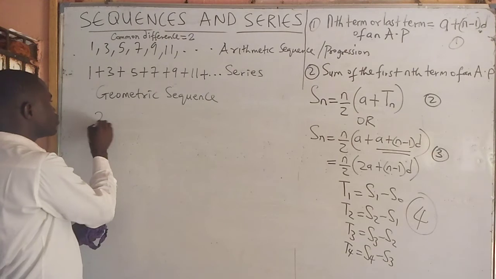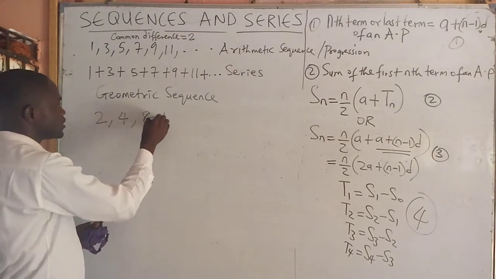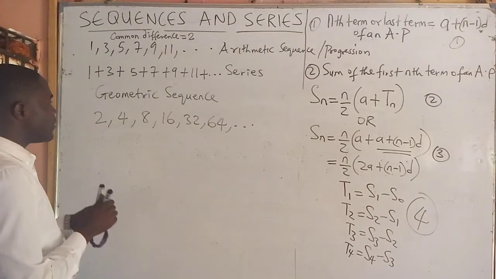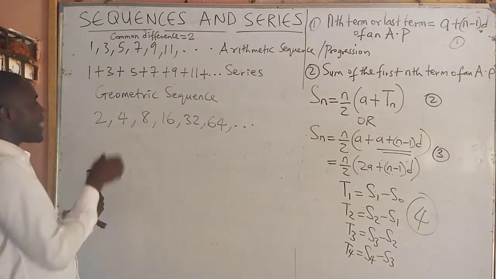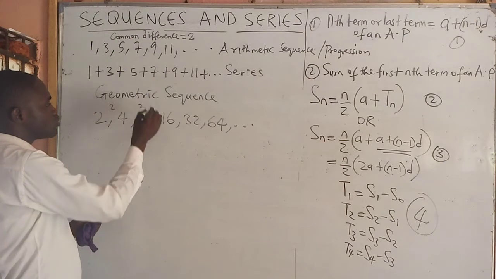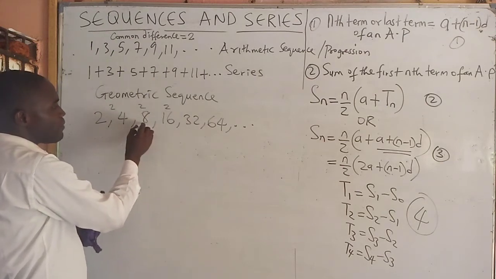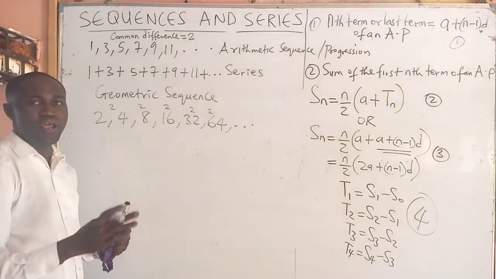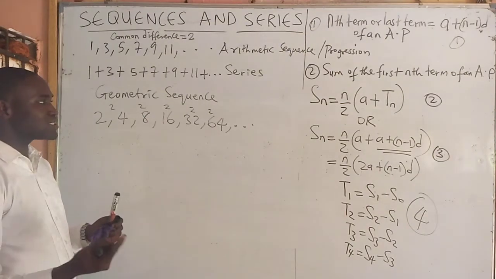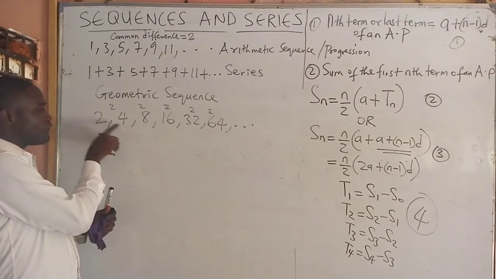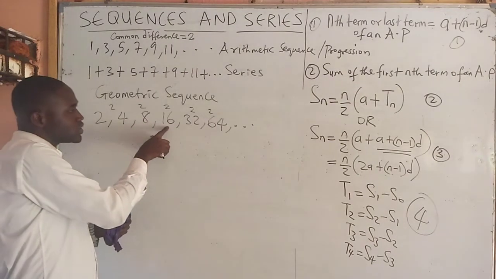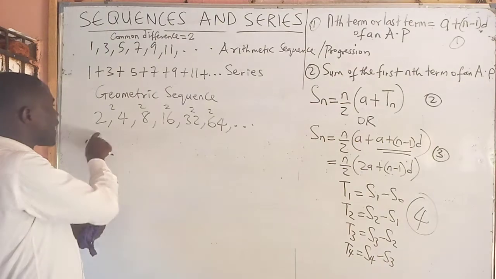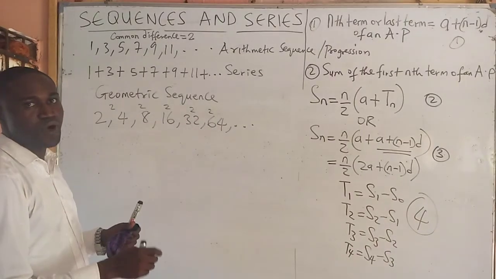Now, given the sequence 2, 4, 8, 16, 32, and 64, this simply means that 4 divided by 2 is 2, 8 divided by 4 is 2, 16 divided by 8 is 2, 32 divided by 16 is 2, 64 divided by 32 is 2. That means the common ratio you have is 2. The same way, you can use that common ratio: 2 times 2, 4. 4 times 2, 8. 8 times 2, 16. 16 times 2, 32. 32 times 2, 64. So you are using the constant number called common ratio to multiply each of the following terms. That is for GP.